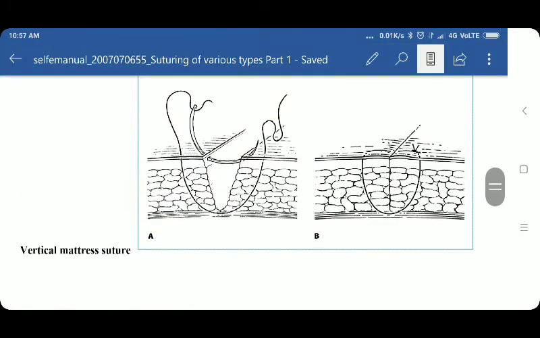Next is the vertical mattress suture. This is also an important type of suturing. Vertical mattress suturing is used whenever the wound is very deep. Generally the vertical mattress suture has the property to stitch the inner layer as well as the outer layer of the wound. So that's why we use the vertical mattress suture whenever the wound is deep.